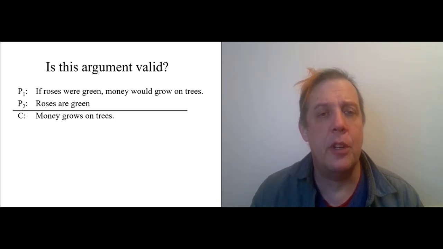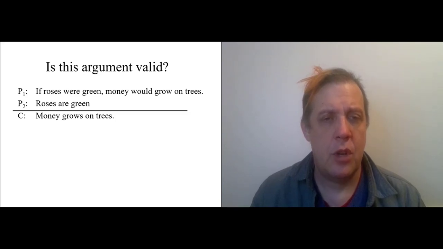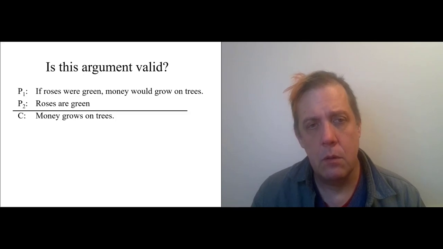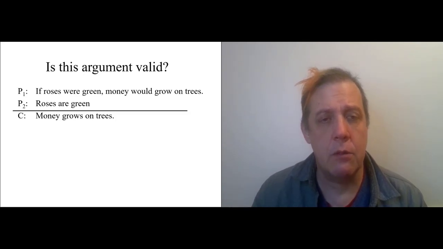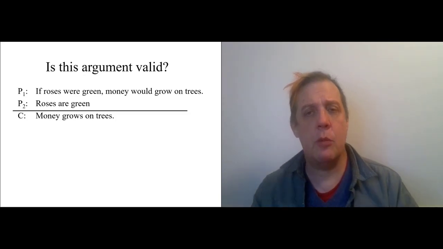Okay. So look at this argument. Do you think it's valid? Premise 1: if roses were green, money would grow on trees. It's an if-then statement. Premise 2: roses are green. Conclusion: money grows on trees. It's valid. It's the same structure that we saw before.